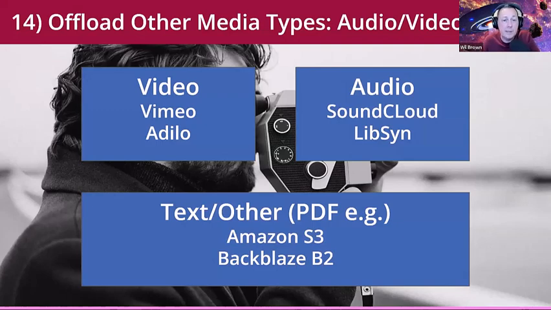Whether it's using a CDN for your images or services such as Amazon S3 or Backblaze B2 for PDFs. For audio, there's SoundCloud and Libsyn, which support podcast stuff. For video, there's Vimeo, there's Adilo. There is YouTube, but YouTube throws up adverts and stuff, so we tend not to use that for displaying videos on websites. But definitely, those types of other media files, get them off WordPress. They should be on a dedicated system.